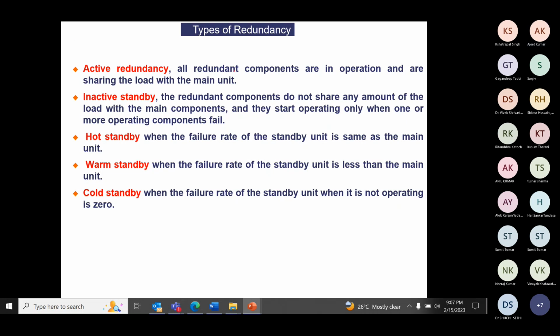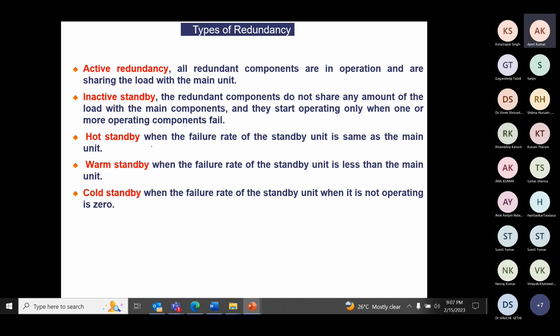In the first case, both are sharing the load. It means the failure probability of both is the same. Suppose one failed, the other may also fail at the same time, because both are sharing the load. Second thing, both systems are working, so the wear and tear is the same with respect to time. But in the other case, the system is not sharing the load, so the probability of failure is lesser. But the problem is the switching time is more.